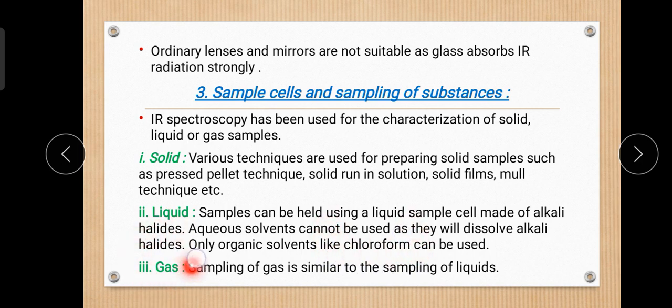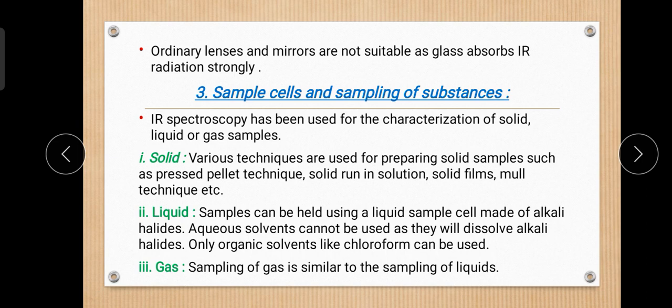Now the third one is the gas. Sampling of gas is similar to the sampling of liquids. That means we use the liquid sample using the liquid sample cell. Similarly the gas sample is also used like a liquid sample cell, but here we use the gas sample cell. So the procedure is the same for the gas sample also.